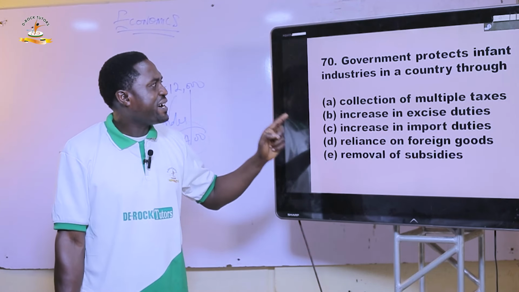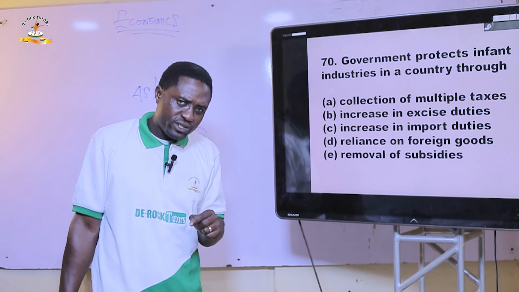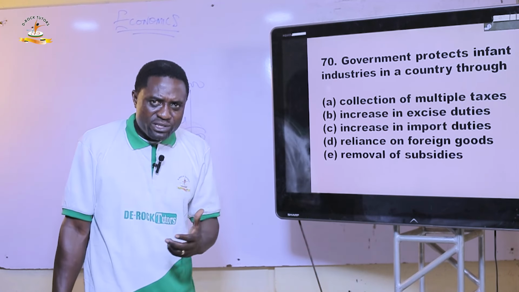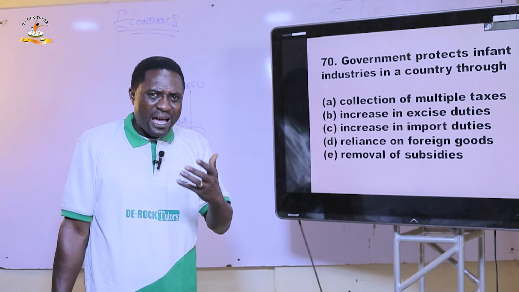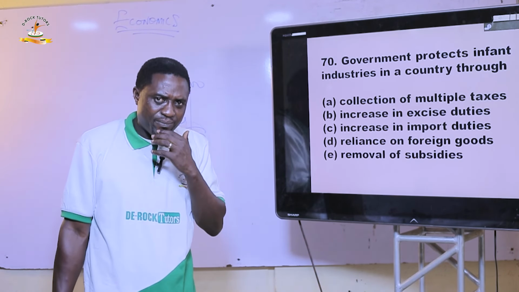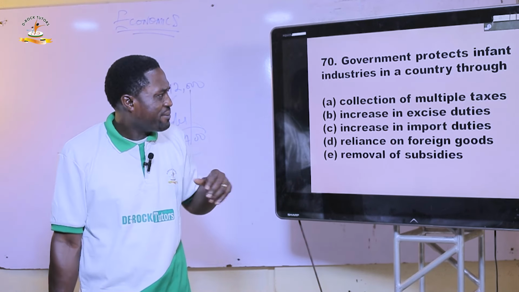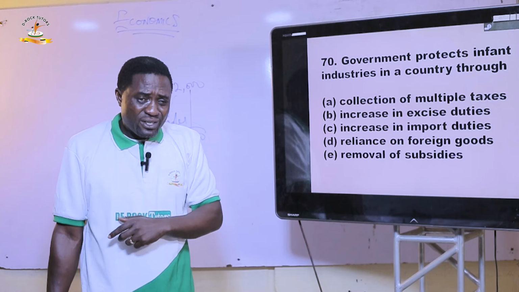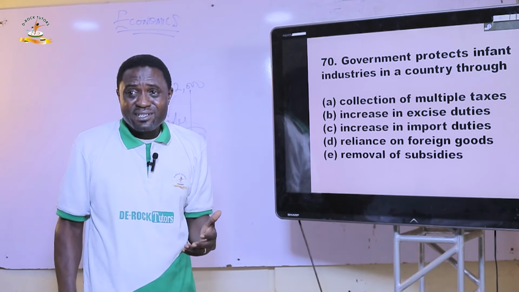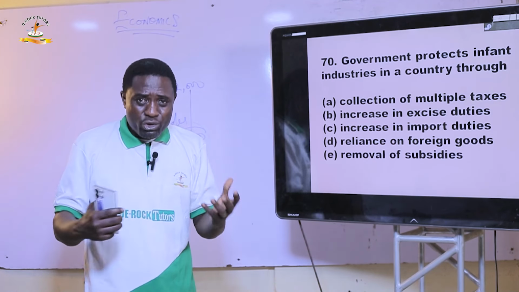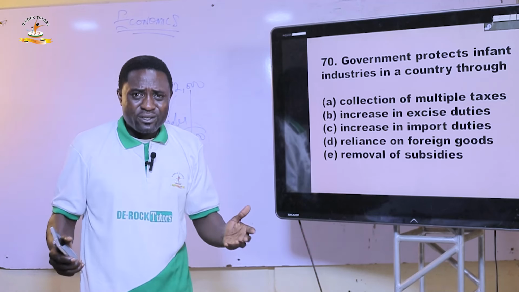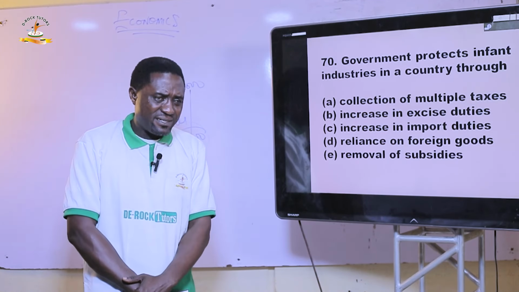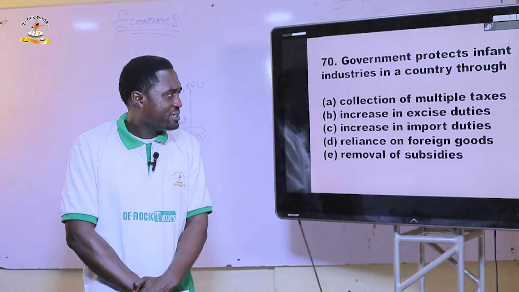Government protects infant industries in the country through what? Infant industries: the new industries that are just coming up. How does government protect them? Collection of multiple taxes? This cannot protect them, because if they are collecting multiple taxes, they will not be encouraged to produce more, they'll be discouraged in doing business. So that's not it.